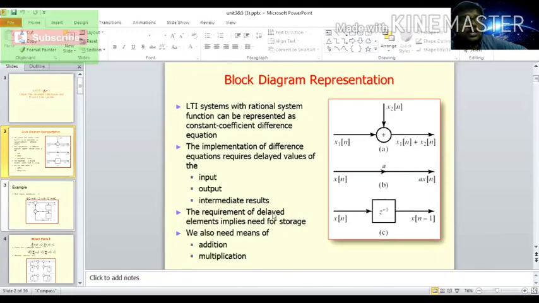The required delayed elements imply the need for storage. If we use delay elements, definitely our system needs some storage elements. If the system has storage memory, then only is your output dependent upon past values. So it is a dynamic system. We also need means of addition as well as multiplication. These are the basic conditions to construct the block diagram for an LTI system.